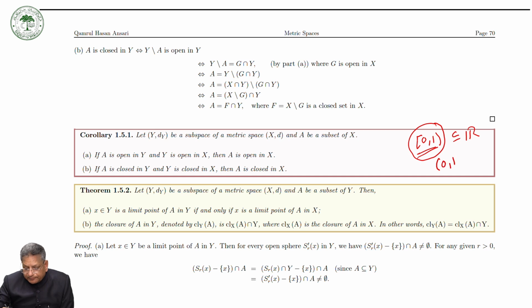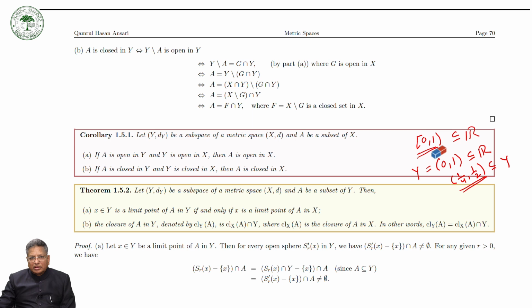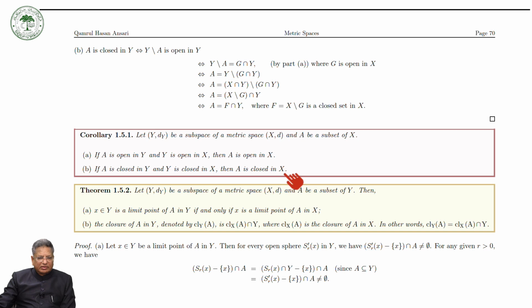So, for example, if we take Y equal to (0, 1), which is open in R, and you take any open subset of this, for example the interval (1/4, 1/2), which is a subset of Y, this set is open in Y, Y is open in X, and therefore this is also open in R. And similarly, you can prove that if A is closed in Y and Y is closed in X, then A is closed in X. So this way we can get this result. This is a very simple but very important thing.